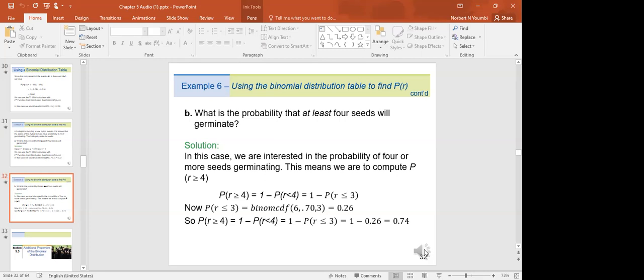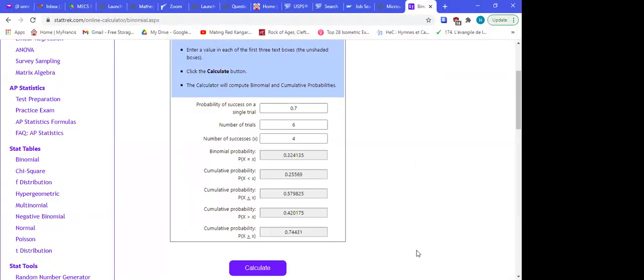At least 4 is for greater than or equal to 4. So you can either use the opposite, less than or equal to 3, to use the cumulative from your calculator, or you use the Google calculator. What we have here is 0.74. Let's look at the Google calculator. This is greater than or equal to 4. This is 0.74.